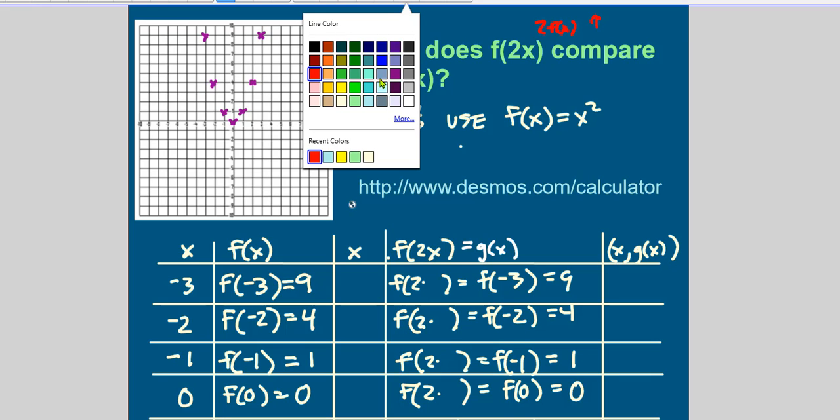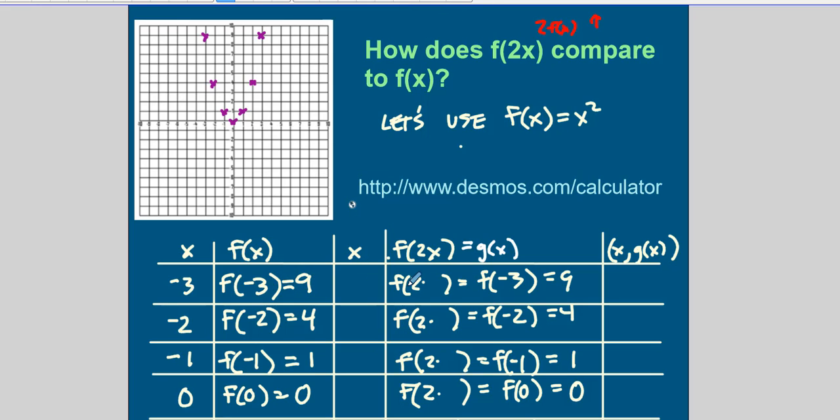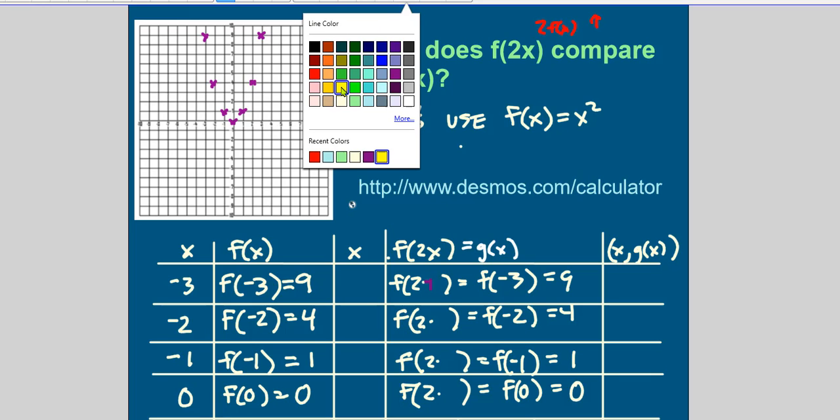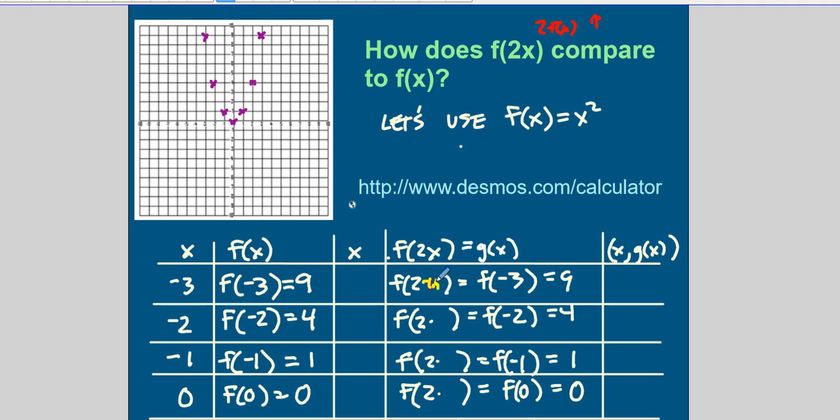When x is -3, we know f of -3 is 9, because -3 quantity squared is 9. But now to get 9 when I have f of 2x, notice I don't need 3 anymore. Let's use a different color that we can see better. I can use -1.5, because 2 times -1.5 is -3. So I'm going to suck this point in halfway to the y-axis here.